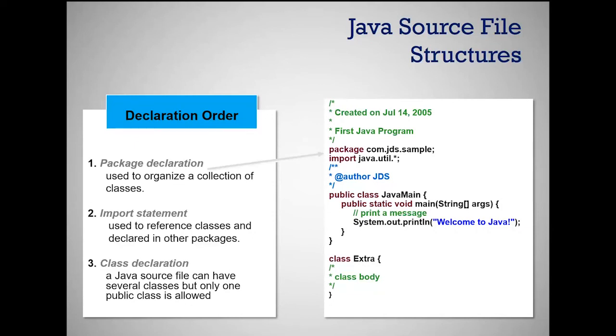Also, the same with C++, every line of code ends with a semicolon. Claro? So, as I said earlier, you have your import statement used to reference classes and declarations of other packages. And then you have your class declaration.